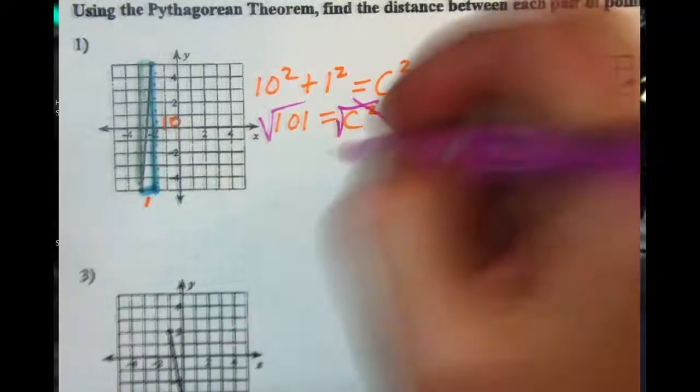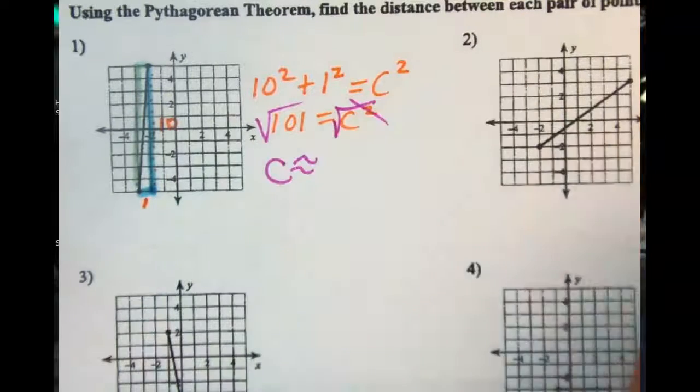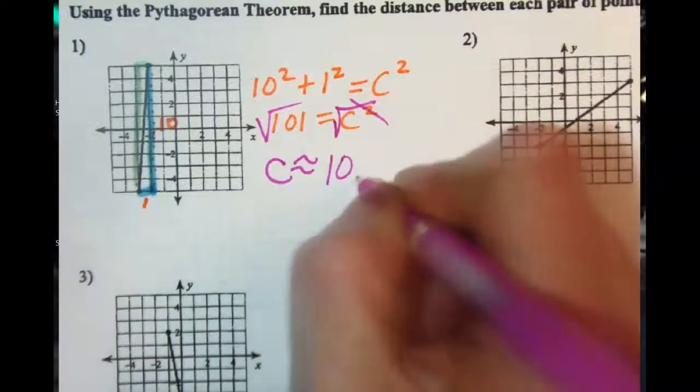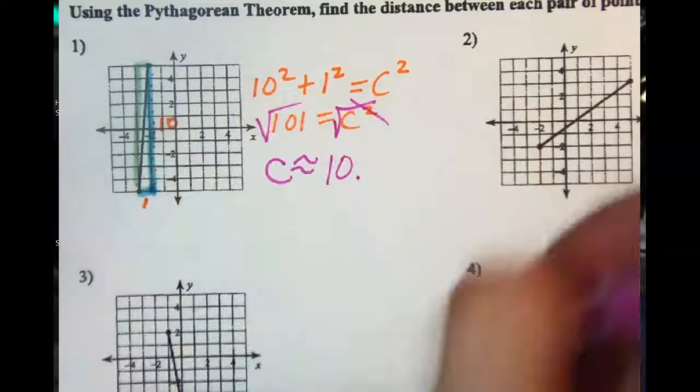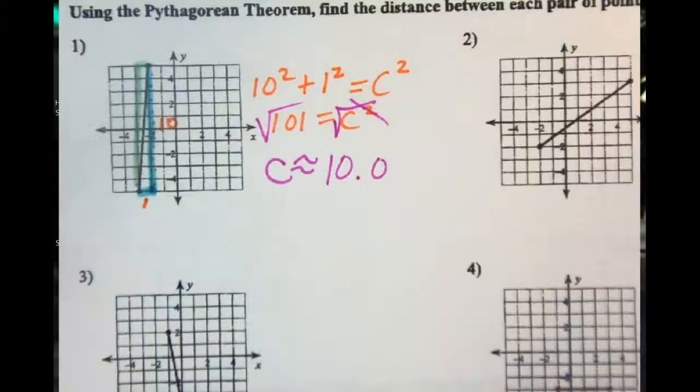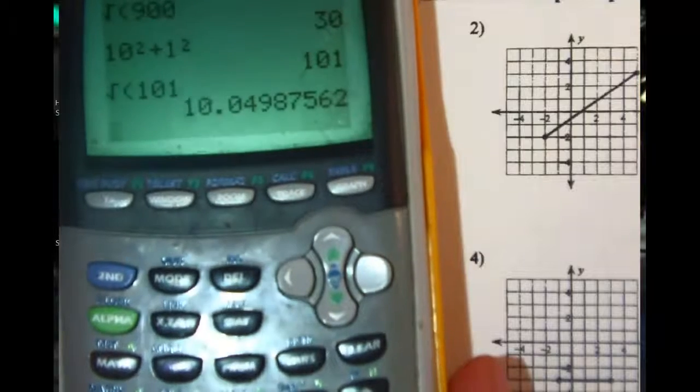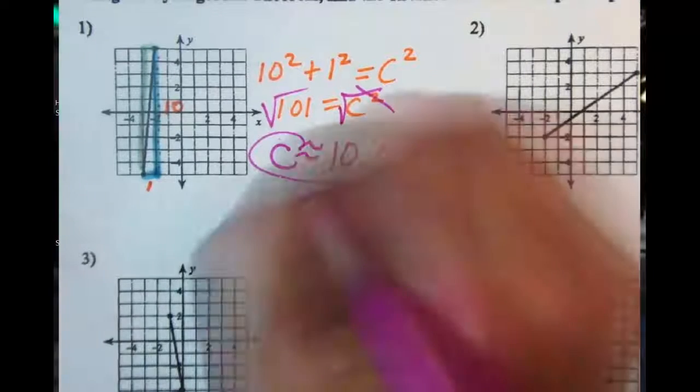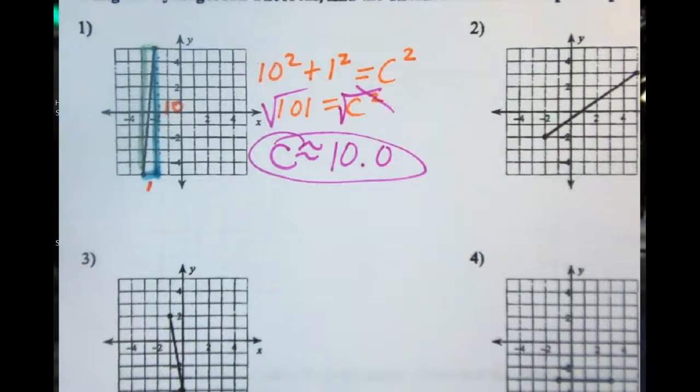So then I get c is about, and we're going to just do to the nearest tenth, so 10.0, it's actually 0 because it's 0.4 something, something, something. So just to be more precise, that's our answer. So when you go to do these, you are doing evens only.